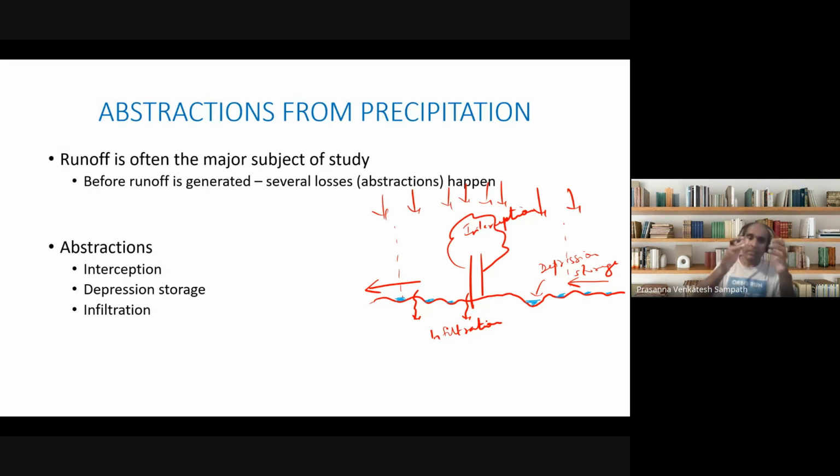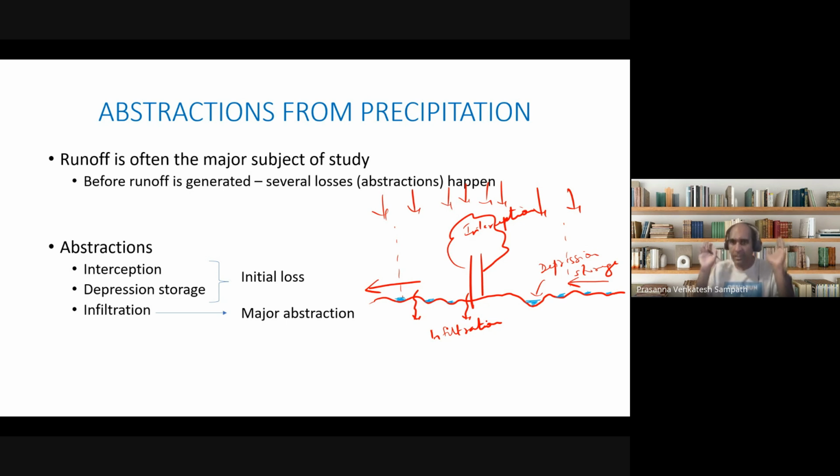Now again, within these three, there is a further subdivision of these abstractions. So interception and depression storage are sometimes also referred to as initial loss, right? It's referred to as initial loss, the portion of water that is initially lost from becoming a part of runoff. And then infiltration is also sometimes referred to as the major abstraction, right?